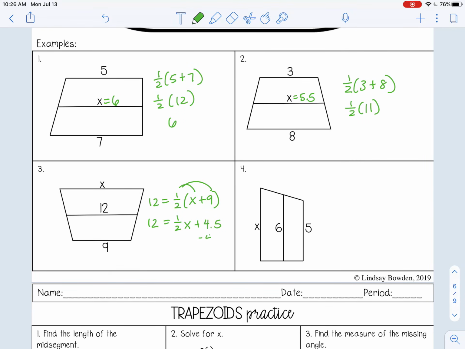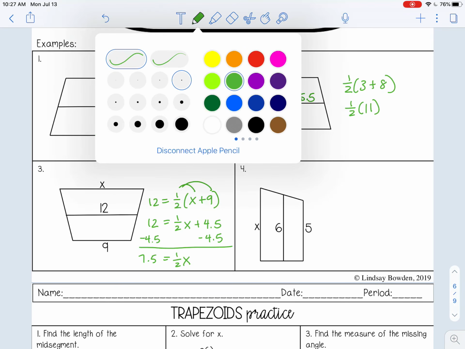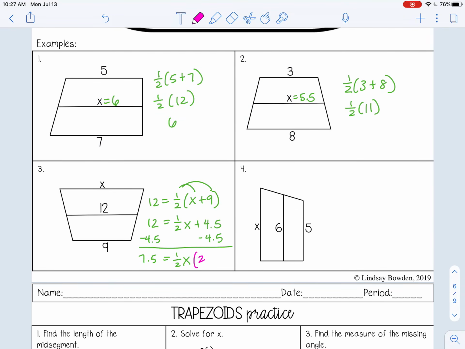And then subtract 4.5 from both sides. So 7.5 equals 1/2 x. And then I can multiply by the reciprocal, which is 2. So 7.5 times 2, that gives me 15. All right, pause the video now and try number 4 the same way that we did number 3.